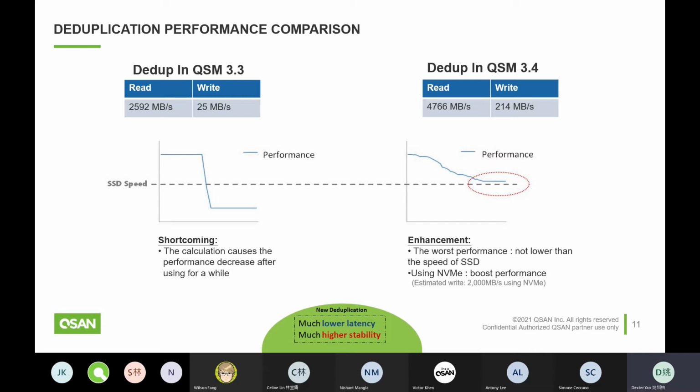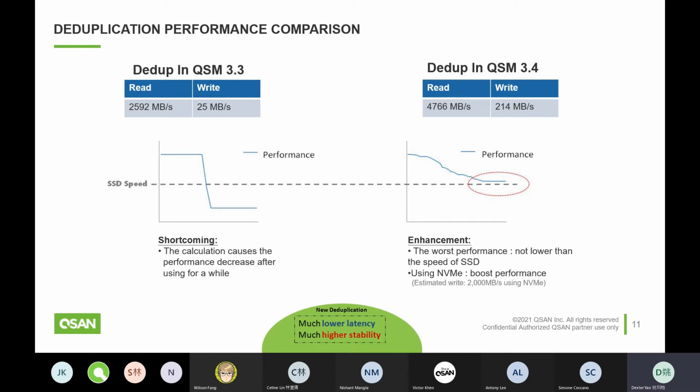So now let's move on to the right chart. The Dedup in QSM 3.4 has an optimized algorithm and performance is faster. Even the worst performance will not be lower than the speed of the SSD itself, because now all Dedup data are saved into SSD without hard disk. Plus, if you want to boost the performance, we suggest to use NVMe SSD to meet the goal.